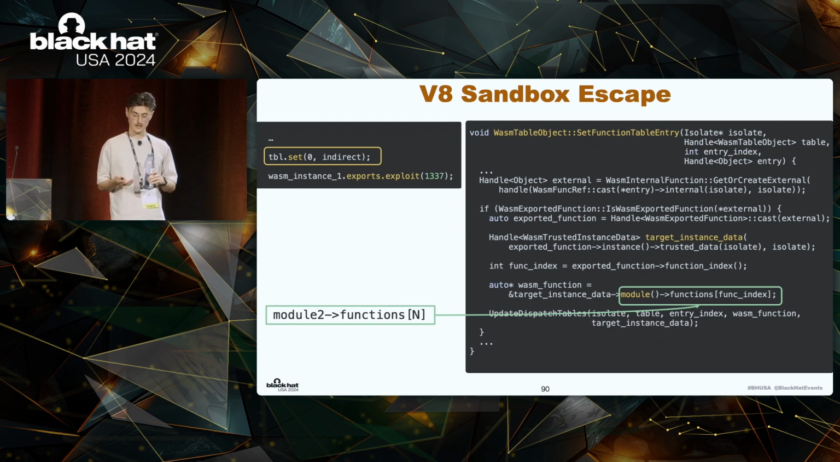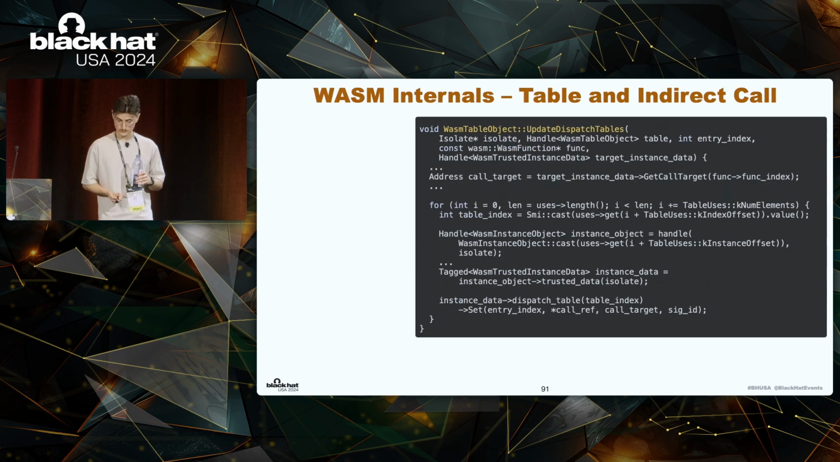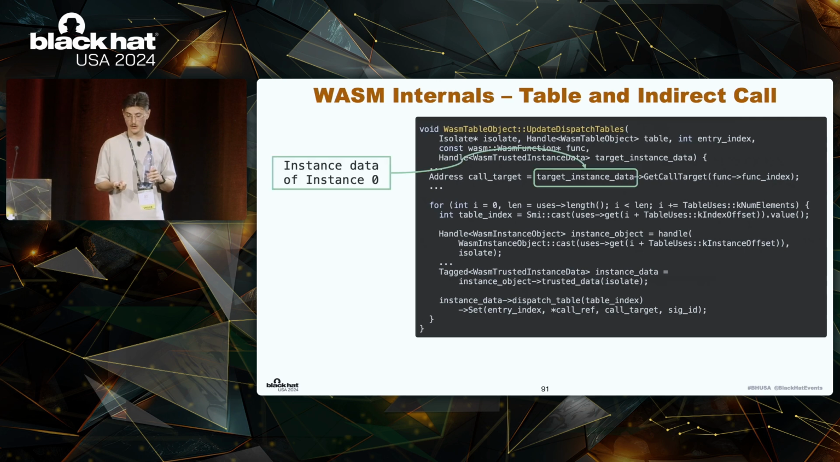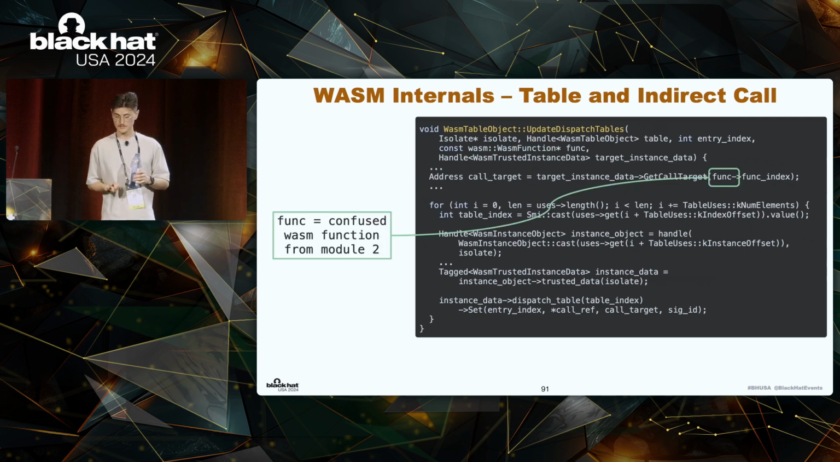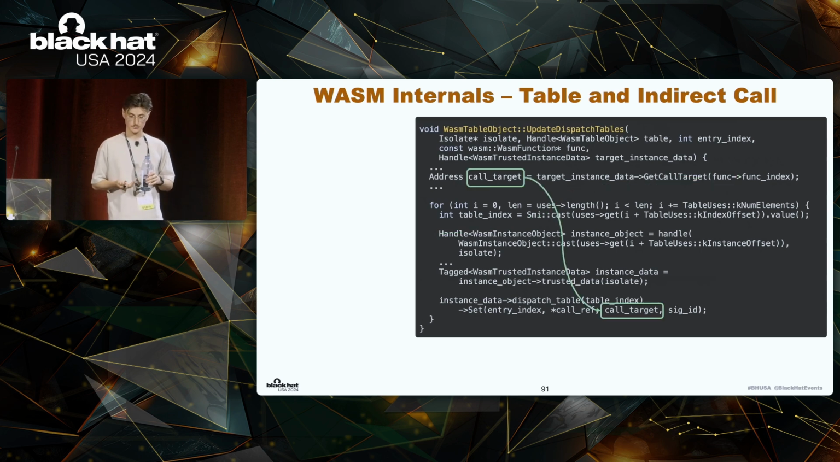And this is used to avoid a potential out-of-bound error, but it doesn't really matter. The only thing that matters is that the function that is queried here, and that the function index is n. Then we use that function here as before to compute the call target. And this is actually the confused WebAssembly function from module 2, not the function from module 0 here. So its index will be n, and we use that n index to compute the call target.